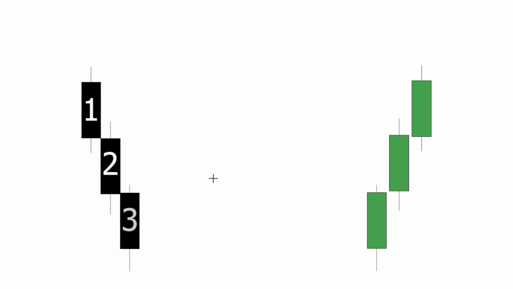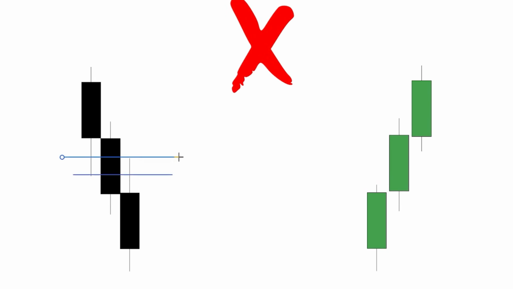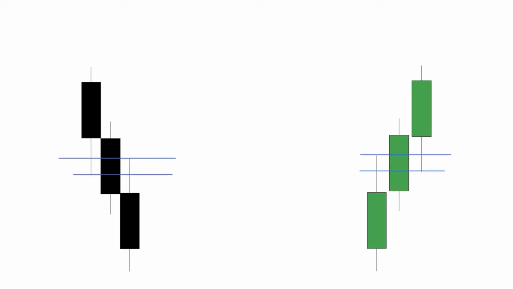It is a three-candle pattern where the low of the first candle is not overlapped by the high of the third candle. If we mark the low of this candle and extend it to the right side of the chart, and do the same with the high of the third candle, we will see that this high does not overlap with this low, and this is a fair value gap. This all works exactly the same with bullish candles, but if the wicks of the first and third candles were overlapping the second candle, then we would see that there is no gap here, meaning there is no fair value gap. And here, everything is completely analogous.